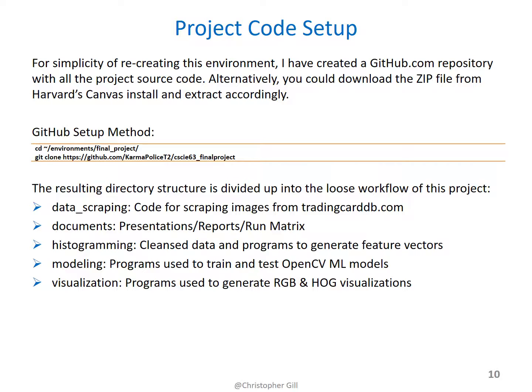With the package software installed, we'll now move on to setting up our project-specific code. For ease of use, I've set up a GitHub repository which you can use to clone the code environment down to any machine you want to use. However, you can also download the zip file and install it that way. Just set up the folder directory structures to mirror what's pictured below on the slide.